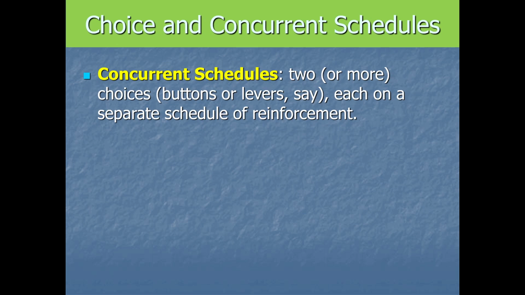Rather than a single lever that's on a particular schedule, now we're talking about two different levers in the operant chamber, or two different buttons that the pigeon can press, or two different options that the human can work on, two different machines the human can work on, or whatever it is. But what we call concurrent schedules is just giving two or more options, though in the simplest form we'll think of giving two options, two buttons, two levers, something like that, each with its own schedule of reinforcement. So they could be reinforcing at a different rate.